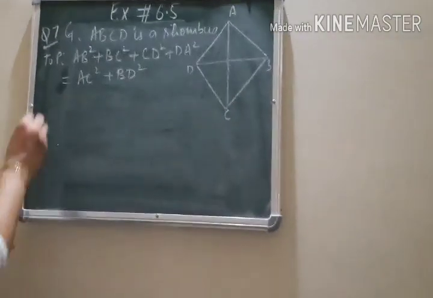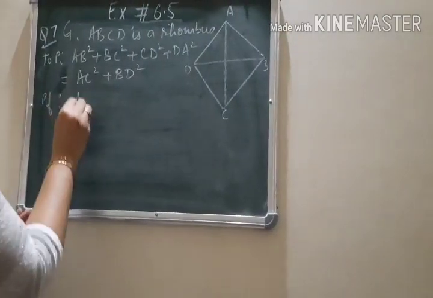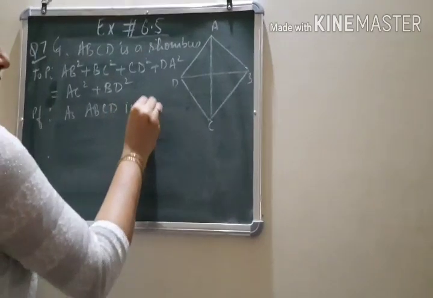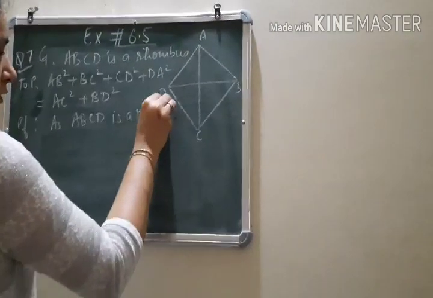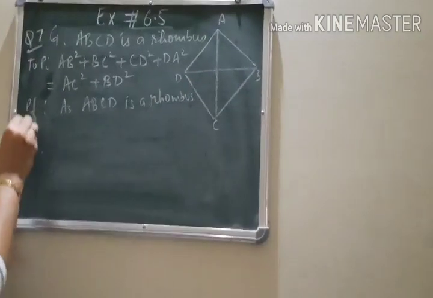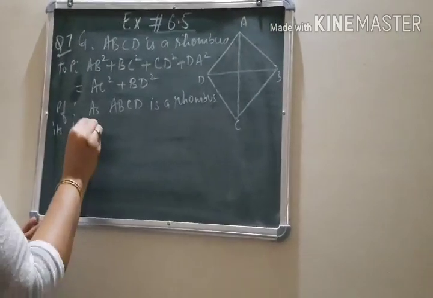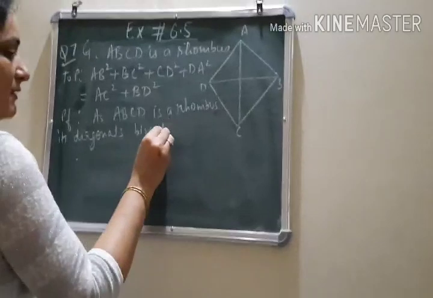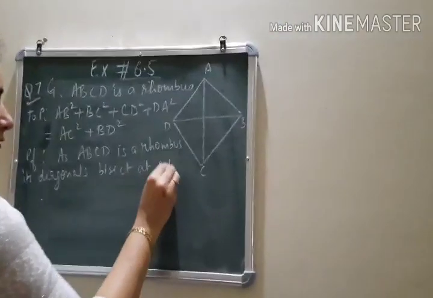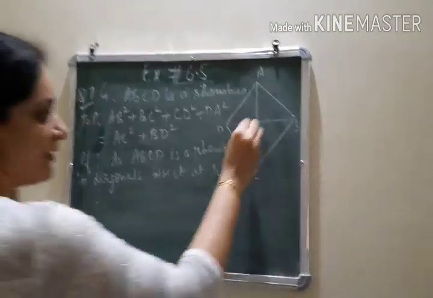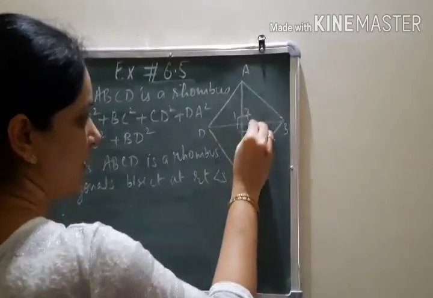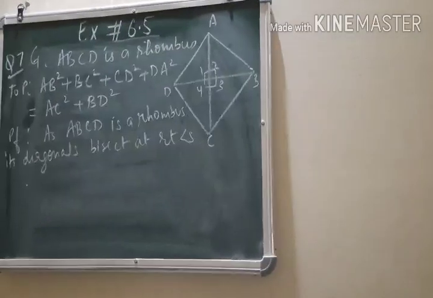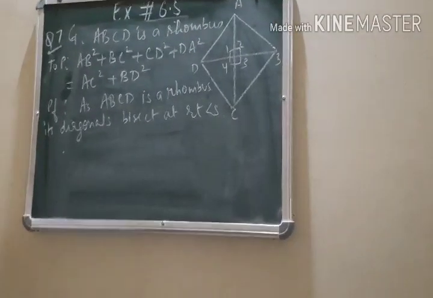Okay? Now, as ABCD is a rhombus, what do you know about its diagonals? As ABCD is a rhombus, that means its diagonals bisect at right angles. Now, if they bisect at right angles, that means all these angles will be 90 degrees. So one by one, we'll take all the triangles and apply Pythagoras theorem.